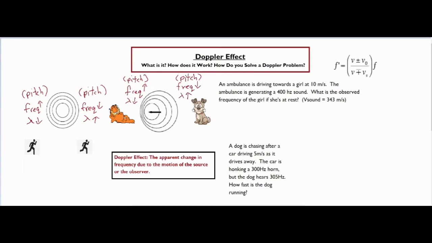So now that we know what the Doppler effect is and how it works, let's take a look at a couple examples. So we have one example where an ambulance is moving towards a girl, and then we have another one where both of the objects are moving. A dog is chasing a car that's driving. So let's go ahead and label everything in this formula first before we work these two problems out.